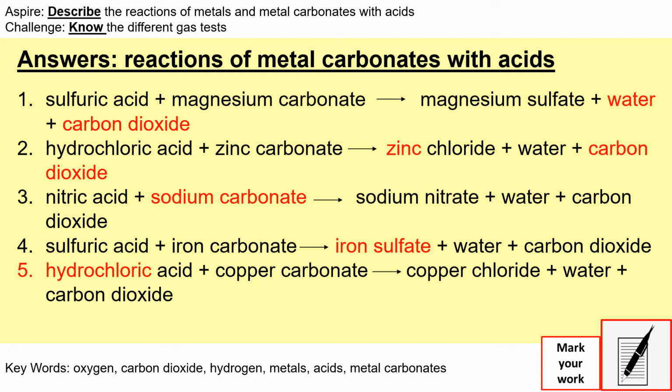The next one, nitric acid plus sodium carbonate gives sodium nitrate plus water plus carbon dioxide. Again, nitric acid will produce a nitrate salt. The word sodium is the first word of the base, so that's where we get sodium nitrate from.